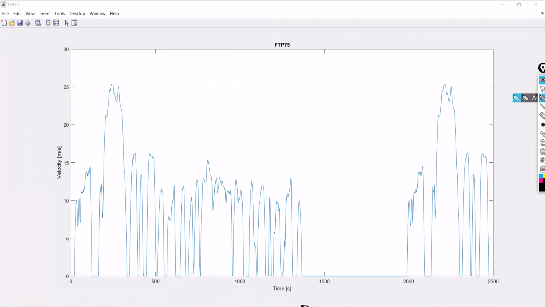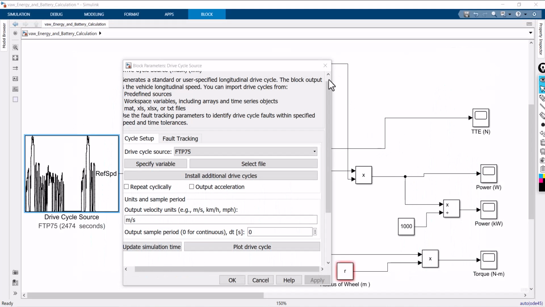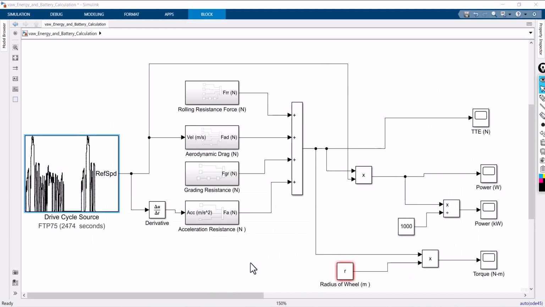You can see that the x-axis is time and the y-axis is velocity in meters per second. If you want, you can choose kilometers per hour or miles per hour accordingly; everything is available. It gives you the velocity profile of the vehicle under various road conditions, such as high traffic density, moderate traffic, low traffic density, hill stations, and highway rides. Likewise, you can take different drive cycle sources.